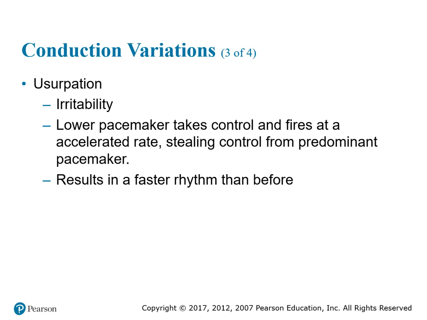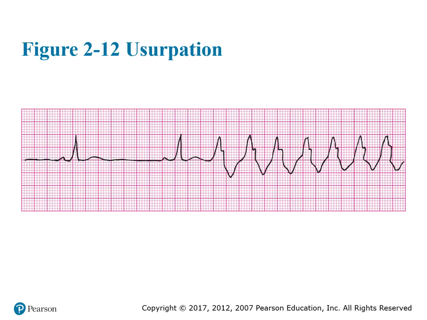Assertion. Assertions are also called irritability, which means to take control away from, and occur when one of the lower pacemakers becomes irritable and fires at an accelerated rate, stealing control away from the predetermined pacemaker. Assertion results in a faster rhythm than before, and it starts with a beat that comes in earlier than expected. So, as you can see, it's pulsating at a slow beat, then all of a sudden you have an assertion, meaning it takes over. It knocks the other rhythm off and says, hey, I'm taking over, you're moving too slow. And then it starts pulsating out. That's an assertion. Whereas an escape is just an escape beat that pops up to save your life.